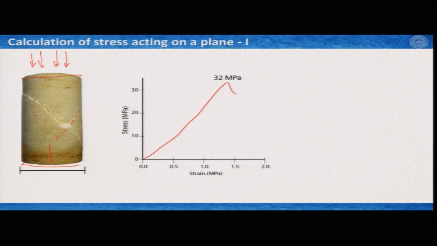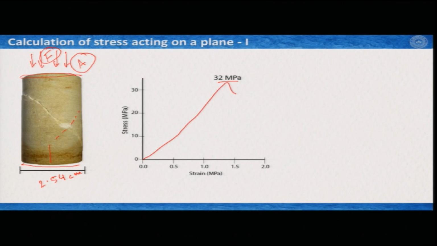But now we know that we have applied a load here, say the load was F, and we know the area of the top part of this cylindrical sample. Say, for example, I know this is 2.54 centimeter, that means it's 1 inch. So we have the area of this sample surface, we have the force, and we can calculate the stress, and this is the stress strain curve of this deformation. So we see that the sample deformed at 32 megapascal strength, so that is strength, that is 32 megapascal.